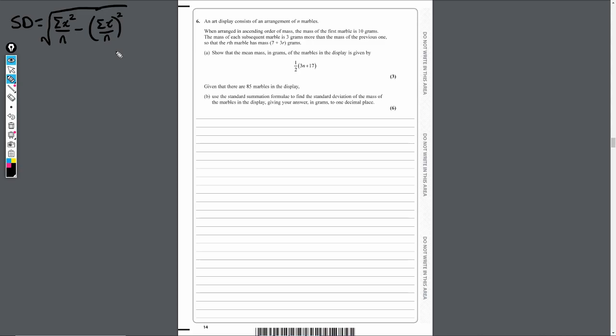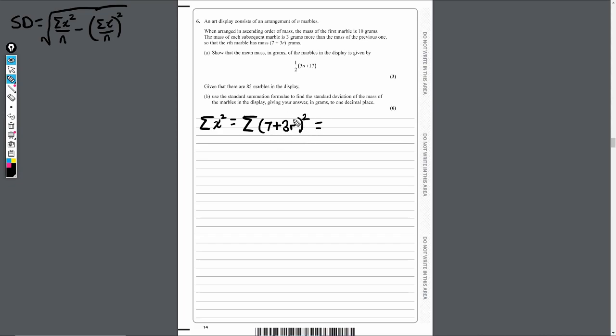Okay, so let's have a go at working out sigma x squared first. Well, sigma x squared, that's the same as the summation of your nth term all squared, so (7 plus 3r) all squared.